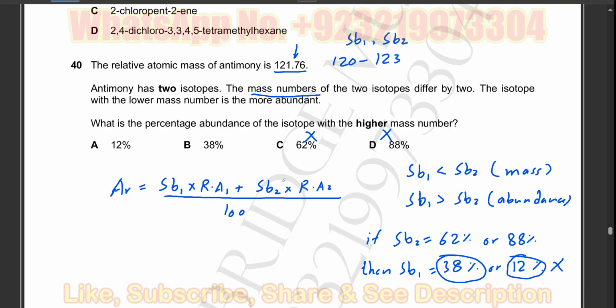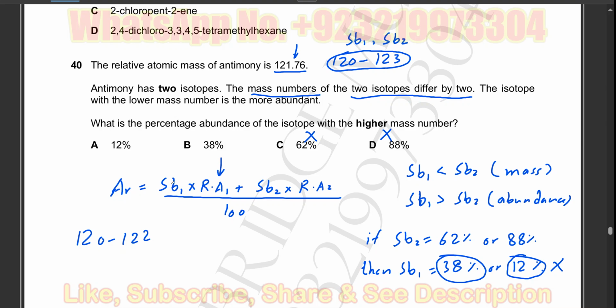Now let's do the calculation for options A and B. I'm going to choose the range of 120 to 123, and they are saying that their masses are changing by a unit of 2. There is a difference of 2. So let's take from 120 up to 122. So that's the mass difference. I'm doing the calculations here according to this formula. I will just do the partial calculation.